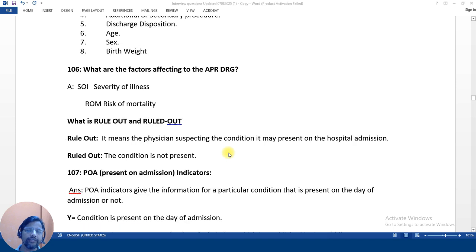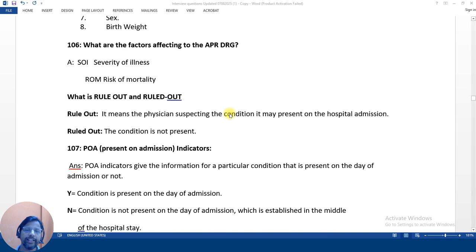Okay, so what are the factors that affect the APRDRG? If you don't know about APRDRG, please mention it in the comment section. I will create one video related to APRDRG. So APRDRG depends on SOI, severity of illness, and ROM, risk of mortality. These are the scenarios or conditions which will affect APRDRG.